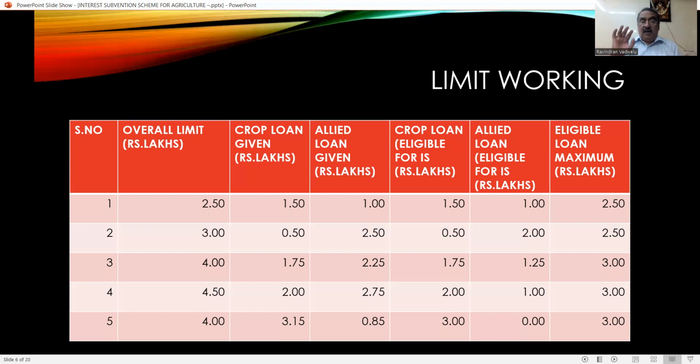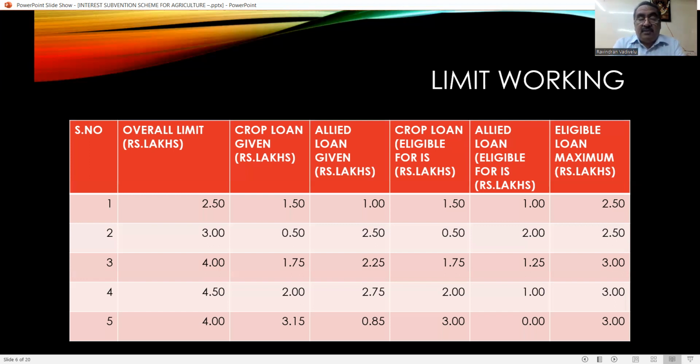Situation 5. Overall limit is 4 lakhs per borrower, but crop loan, they are given to the tune of 3.15 lakhs. So allied activities, it is 0.85. So crop loan is only eligible to be coming under the category of 3 lakhs. And allied activities, they are not eligible.